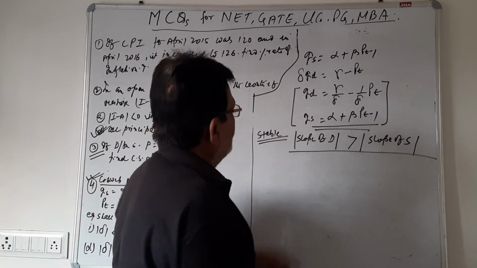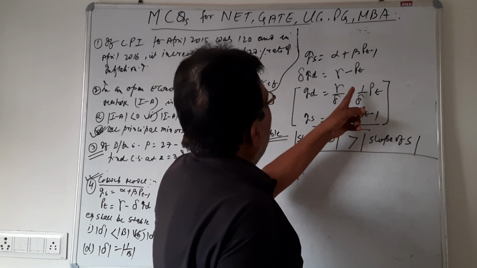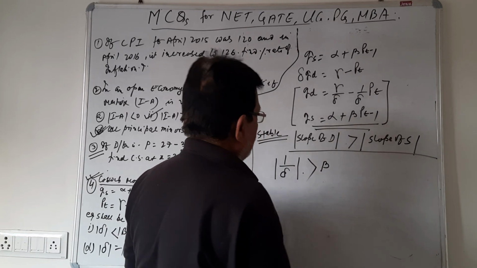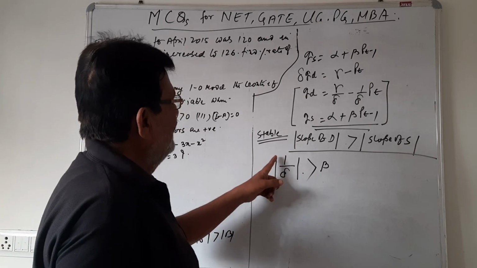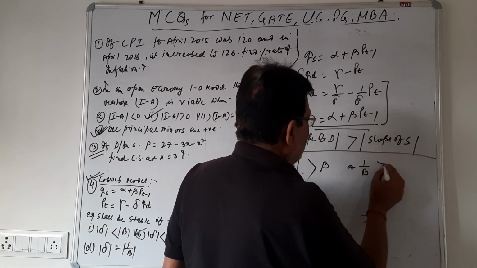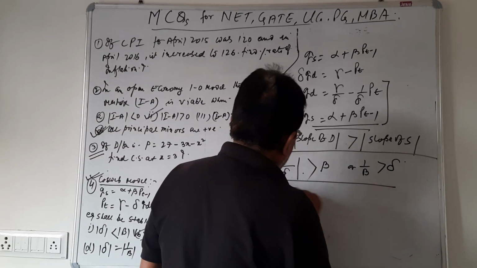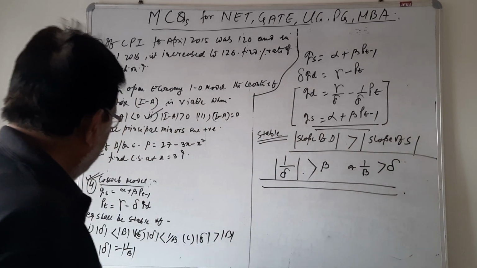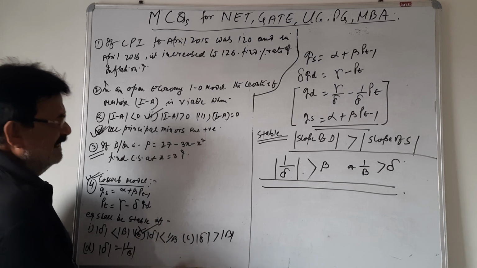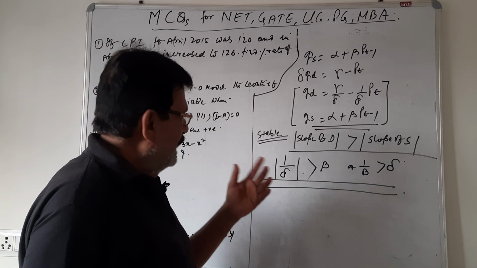Now, the absolute slope of demand is 1 by delta, and the absolute slope of supply is beta. So when 1 by delta is greater than beta, or 1 by beta is greater than delta, both are the same statement, then we shall have a stable oscillation in the cobweb model. And the answer is delta is less than 1 by beta.